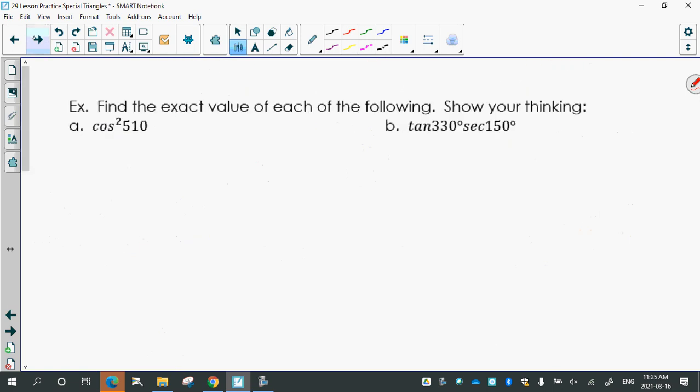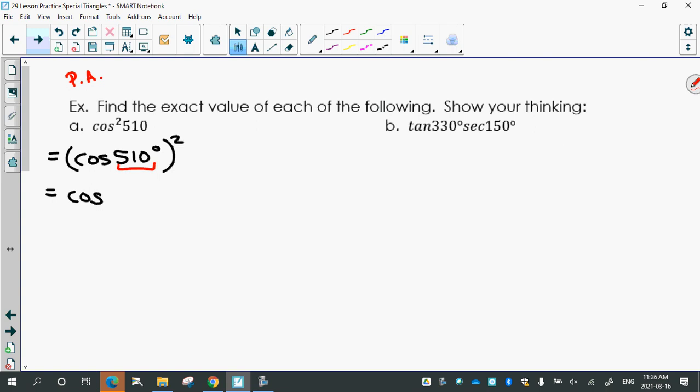Find the exact value of each of the following, show your thinking. Okay, so there's lots of room to show our thinking. Step 1 is going to be to rewrite it like this. Cos squared of 510 means cos of 510 degrees squared. The second step is to replace 510 with the principal angle of 510.